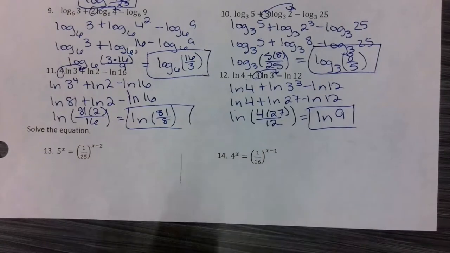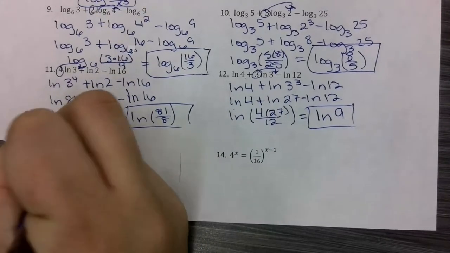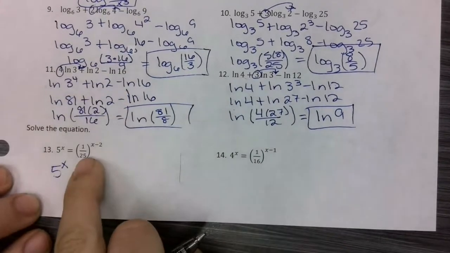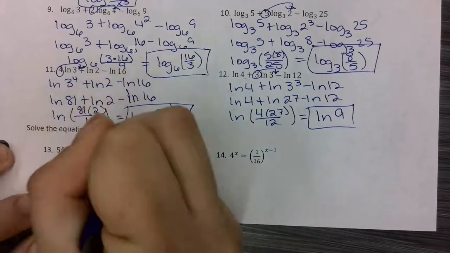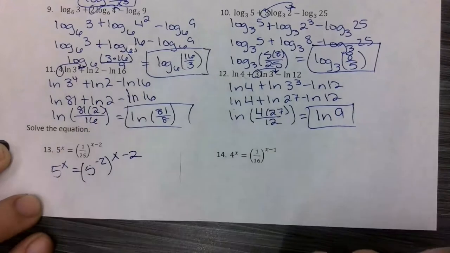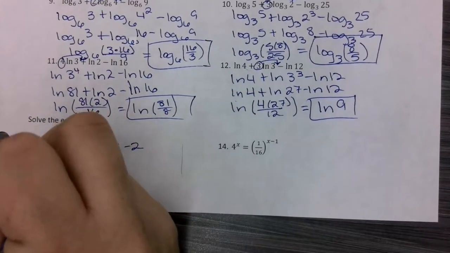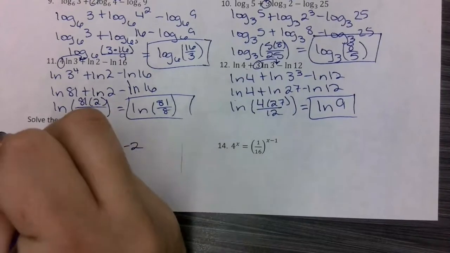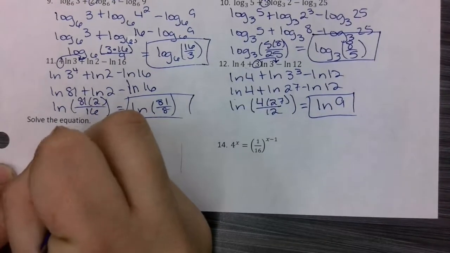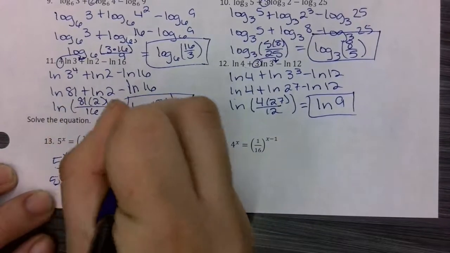These ones want me to solve the equation. What I need to do to solve is I need to rewrite them to have the same base. So this is already a 5. 5 to the negative 2 gives me 1/25, so I rewrite that part. And then I keep the old exponent. Then I want to distribute, so I have 5 to the x equals 5 to the negative 2x plus 4, because I distribute.